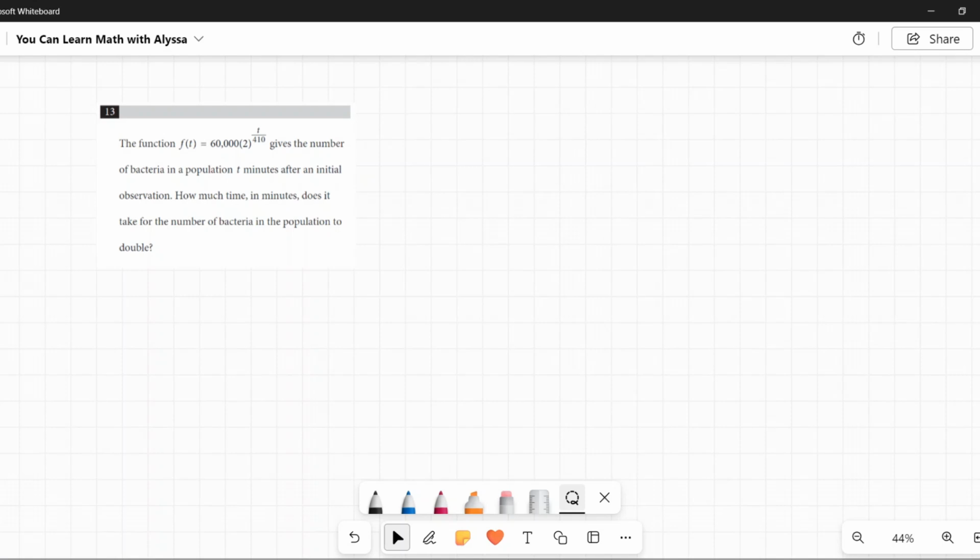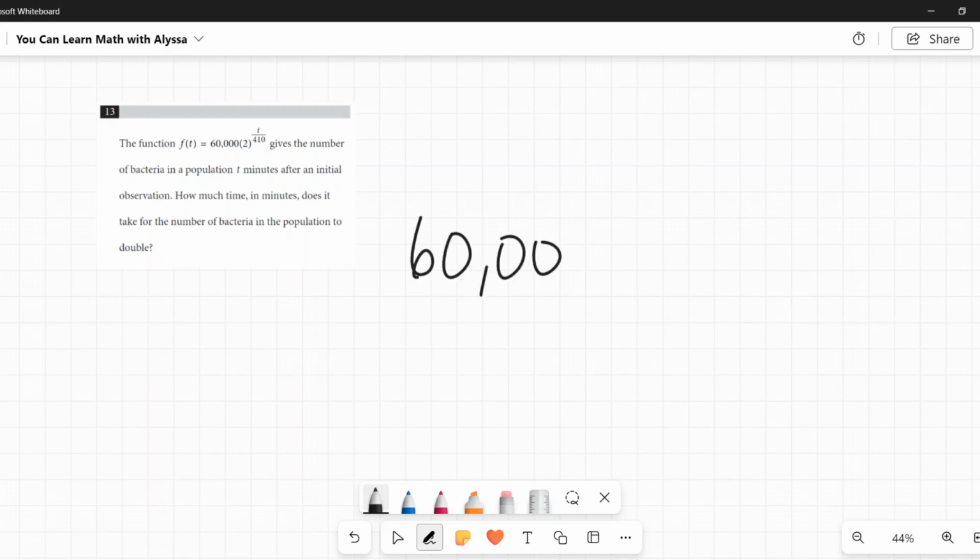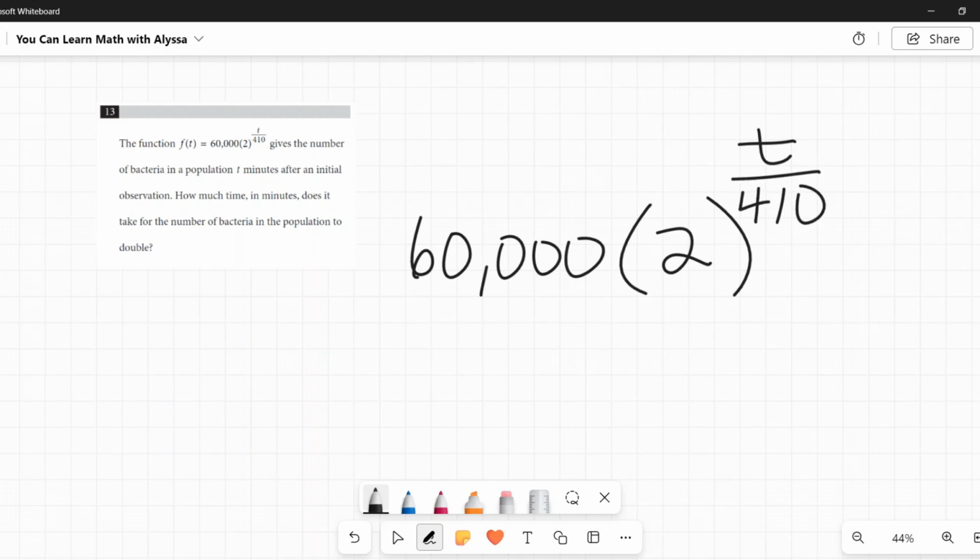When we have this kind of exponential growth, this number that's out here in front that is being multiplied by the exponential, this first number here, that is our origin. That is the initial observation in this case. It is the initial number of bacteria when we're talking about this problem. It's the starting point. So I have that 60,000. That is the number of bacteria I started with. And then this right here is telling us the rate of growth. And it's t minutes after an initial observation. It tells us how many bacteria there are.